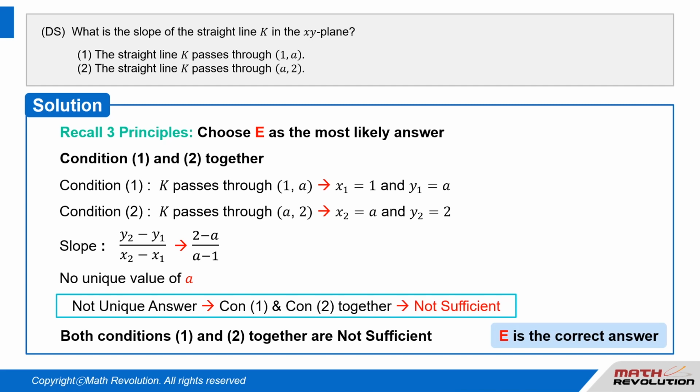I have taught 30,000 students during the last 19 years and have gone to write the exam and done very well. This is a proven approach. Both conditions 1 and 2 together are not sufficient, so E is the correct answer. When there are more than 3 variables in the question, it is most likely that E would be the answer. Therefore, always check both conditions together to save time. Answer E.